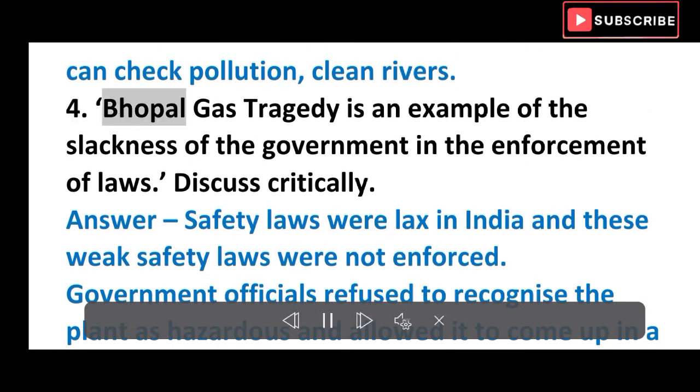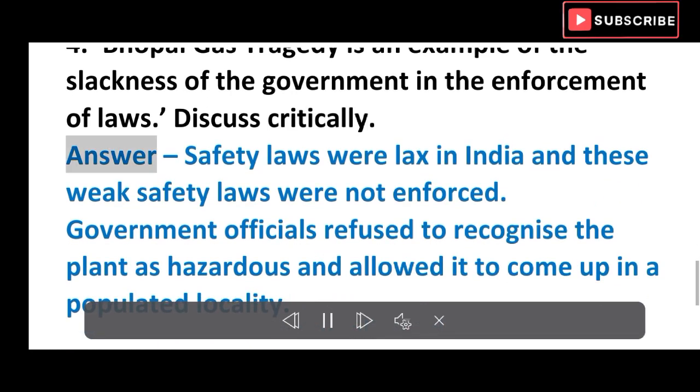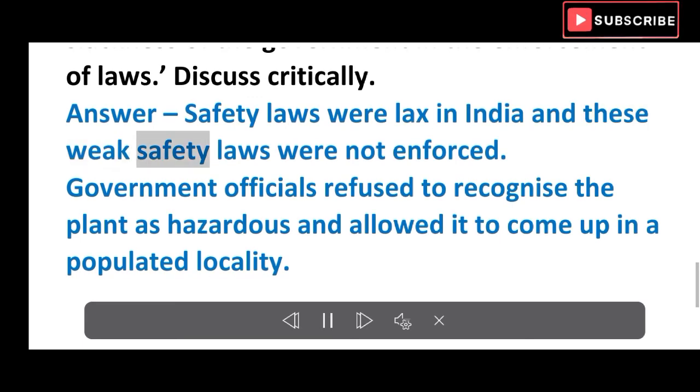4. Bhopal gas tragedy is an example of the slackness of the government in the enforcement of laws. Discuss critically. Answer: Safety laws were lax in India and these weak safety laws were not enforced. Government officials refused to recognize the plant as hazardous and allowed it to come up in a populated locality.